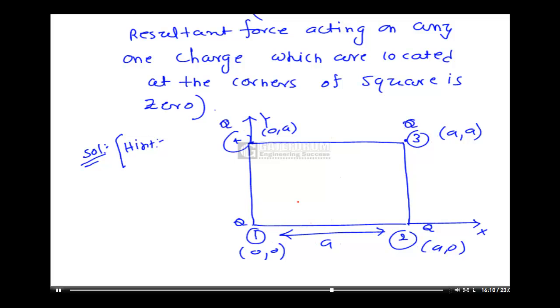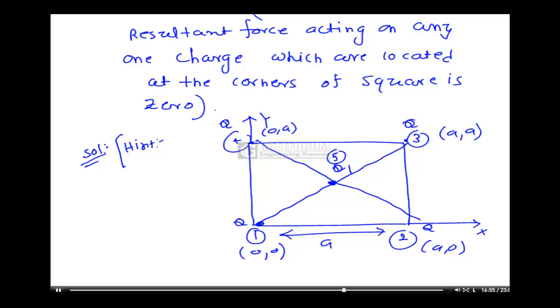I have to keep a charge at the center of the square such that equilibrium is maintained. Equilibrium means the resultant force acting on any one charge located at the corners of the square is 0. Suppose this is the center of the square. At the center I am keeping a charge Q1, which is a fifth charge. To maintain equilibrium, the resultant force acting on any one charge at the corners must be 0.